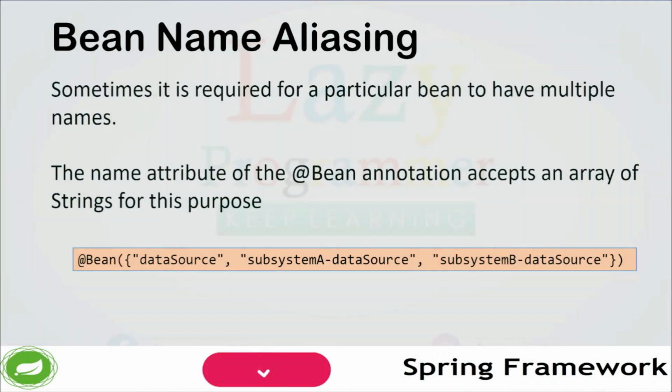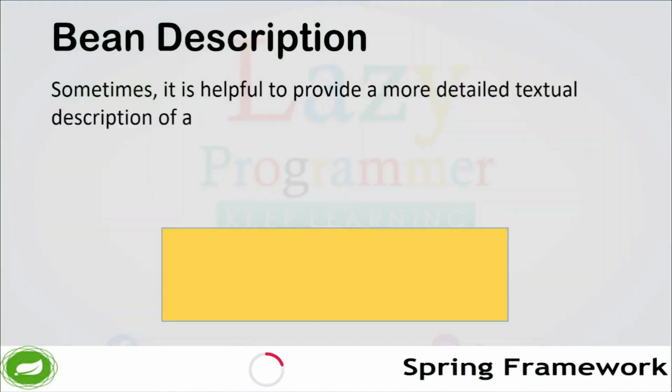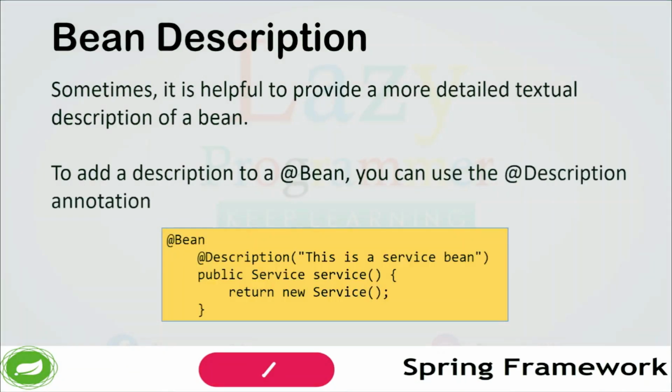Now let's discuss the last item for today's video, which is description of a bean. Sometimes it's also helpful to provide a more detailed textual description of a bean. This can be particularly useful when beans are actually exposed for monitoring purposes. To add the description of a bean, you can use @Description annotation along with @bean annotation. Like in this example, the description will be: this is a service bean.